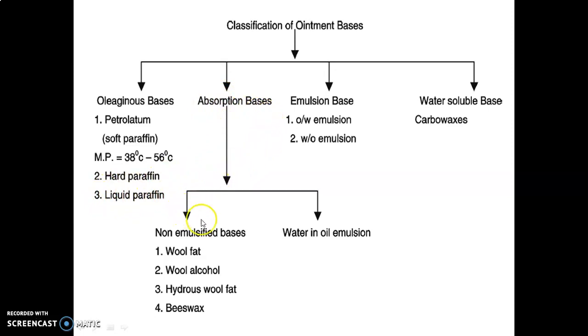Absorption bases are again classified into two types: non-emulsified bases, and water in oil emulsion, that is W/O emulsion, in which water is the internal phase while oil acts as the external phase. Non-emulsified bases are of four types, for example wool fat, wool alcohol, hydrous wool fat, beeswax. Emulsion bases are of two types: O/W, oil in water emulsion, in which oil acts as the internal phase while water acts as the external phase, and W/O emulsion, in which water acts as the internal phase while oil acts as the external phase. Water soluble bases are carbowaxes.